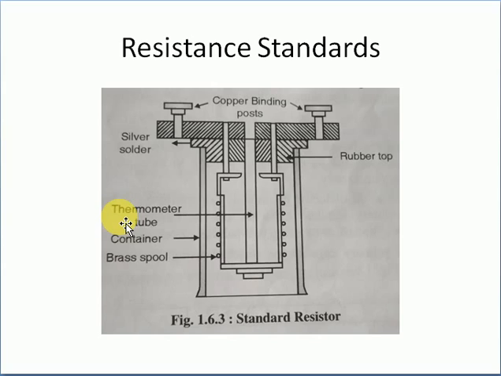So the coil is immersed in oil for temperature stability and the entire resistance is housed in a moisture free and sealed container. Okay. So their values are such that the change in resistance for a change in temperature of 10 degrees Celsius is below 50 ppm.